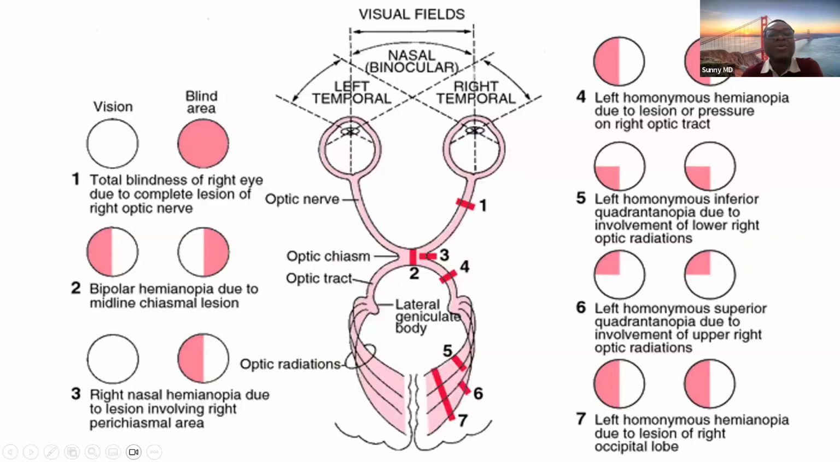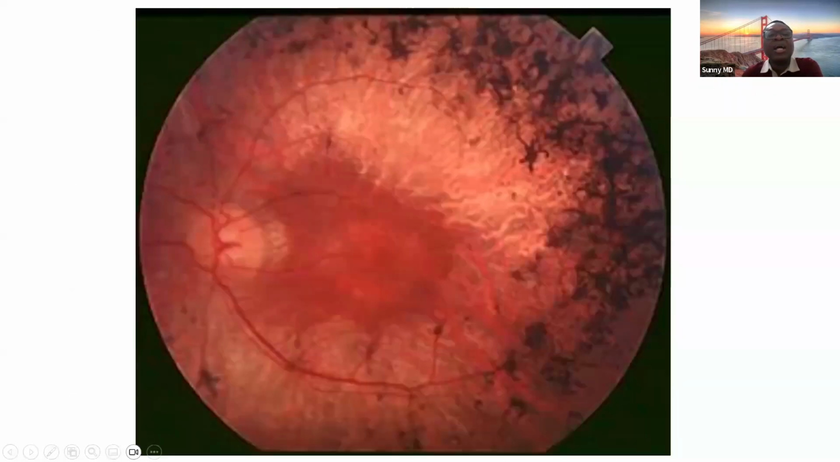So you need to know how to do visual field assessment. Typically in the exam, homonymous hemianopia is common. Bitemporal hemianopia is also common for pituitary or suprasellar lesions as well. So be very mindful. And what does this represent?